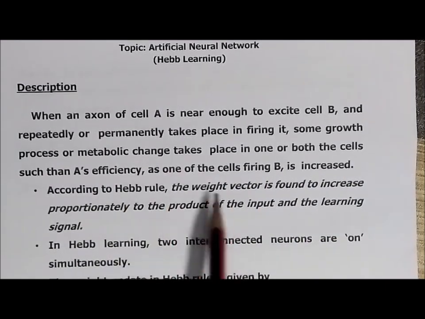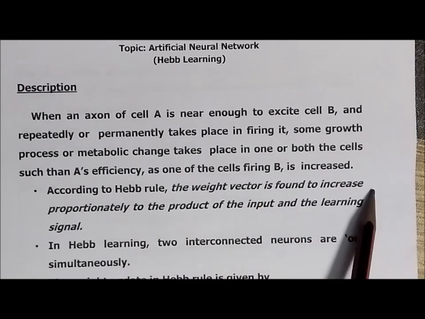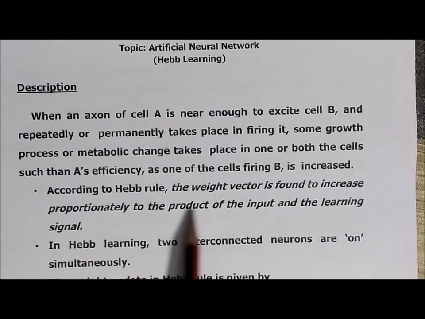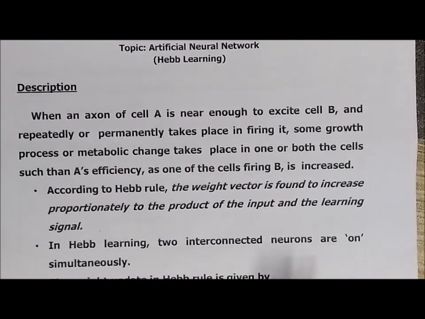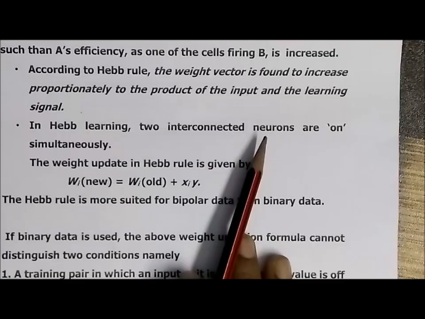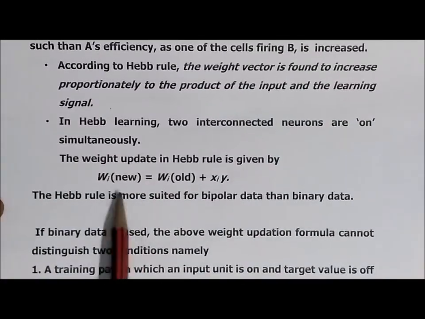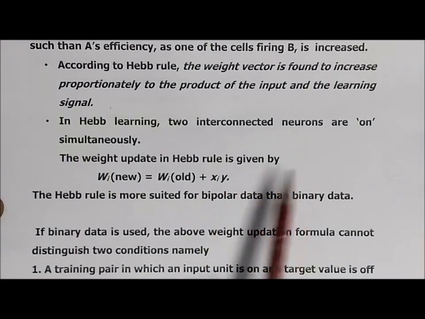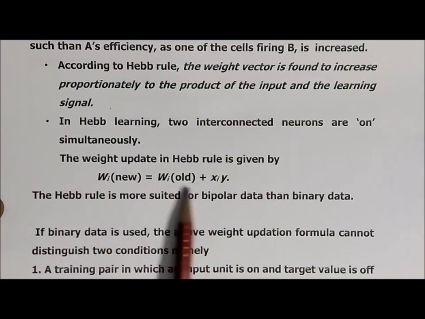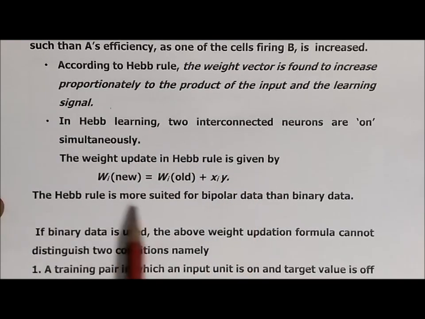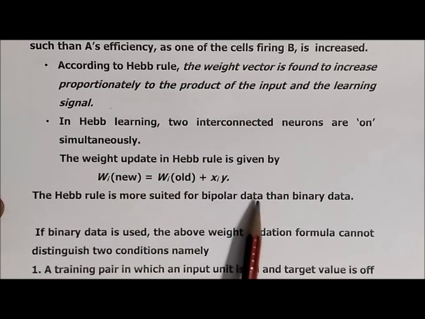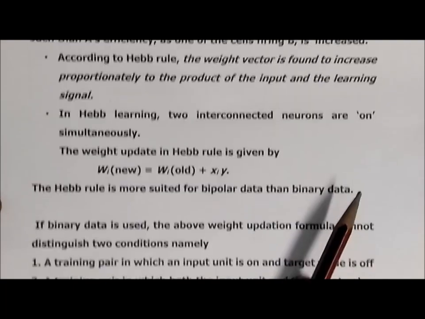According to Hebb rule, the weight vector is found to increase proportionately to the product of the input and the learning signal. In Hebb learning, two interconnected neurons are on simultaneously. The weight update in Hebb rule is given by Wi(new) = Wi(old) + Xi y. The Hebb rule is more suited for bipolar data than binary data.